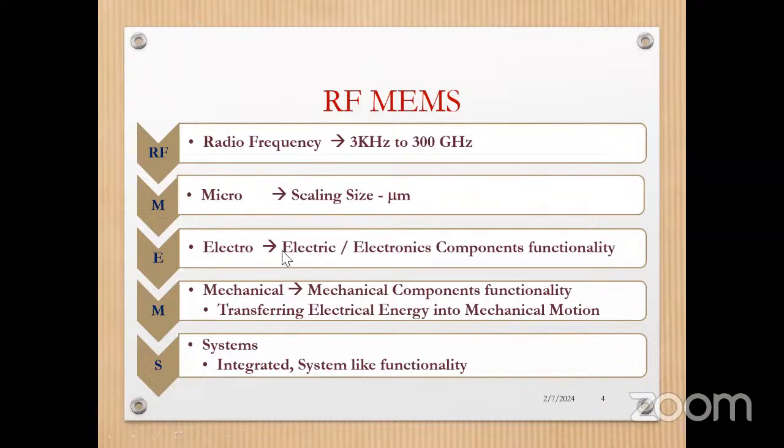Next is electro. The second word, electro, stands for electrical or electronic component functionality. It can be an electrical function like motors or anything, or it can have electronic functions like switching operations. But the main important thing is it cannot be purely electrical or purely electronic components. It should have some mechanical functionality. Mechanical functionality means you have to transfer, say, a force or a voltage that has to be converted into a force so that there is a mechanical action. So this is what the word mechanical stands for.